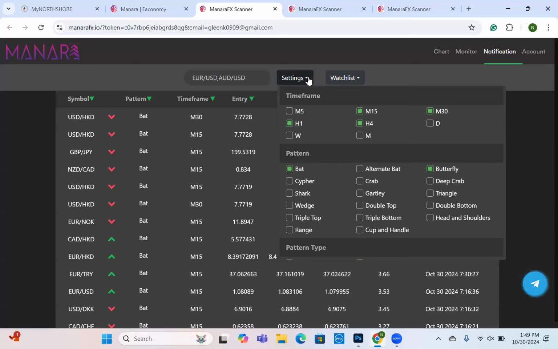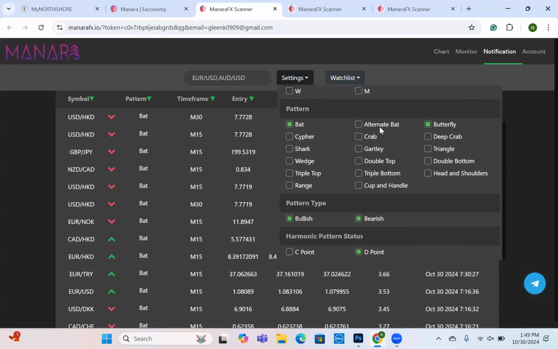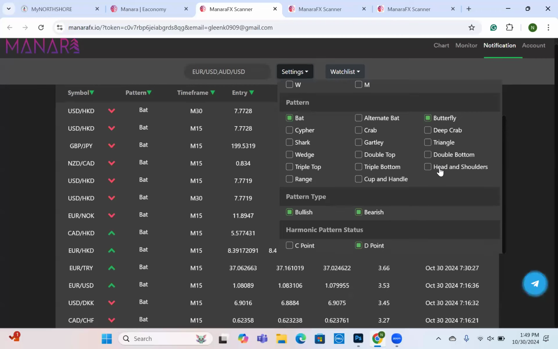15 minutes, 30 minutes, 1 hour, 4 hours, pattern butterfly, keep going down, bullish and bearish, then harmonic pattern. The scanner for Manara is harmonic pattern. And when they say your option is the D point, that D point means that price is ready. So you click on D points. Once you are done, go to accounts, please.